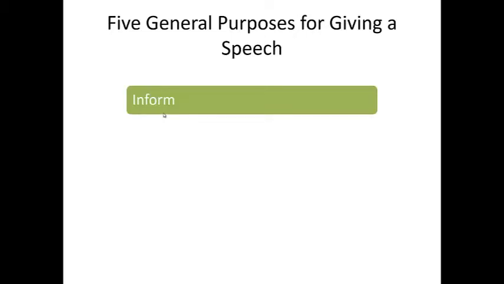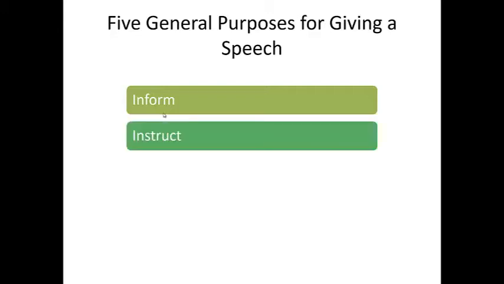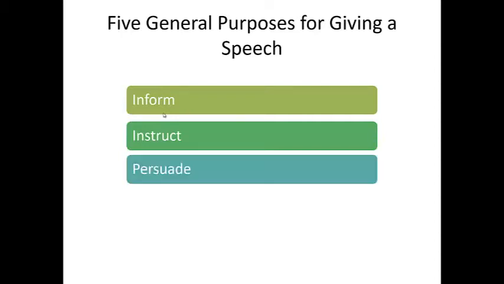There are 5 general purposes. One is to inform. When you inform someone, you're trying to help them understand the topic. They don't need to be able to apply it, they just need to be able to understand what you're talking about. Instructional communication is similar to informative communication, though instructional communication really does have the impact of trying to get people to be able to apply information that you are providing to them.